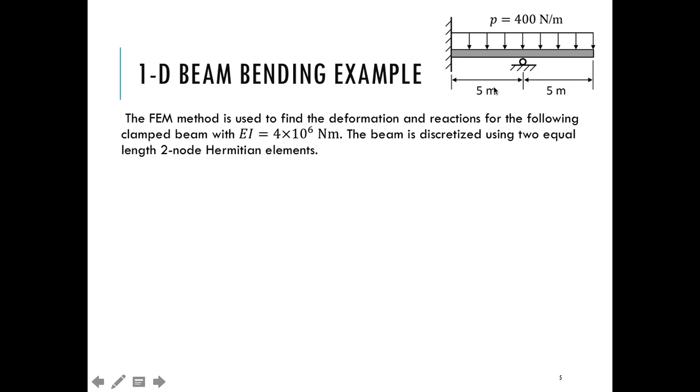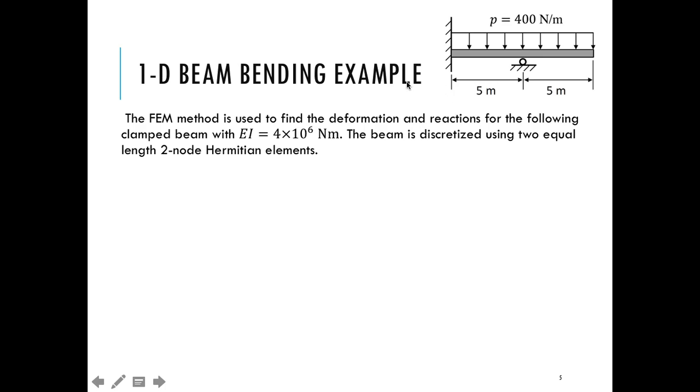Recall that we also need material properties or geometric properties of the beam, which combined together have just been provided to us: the bending stiffness of the beam, which is this property EI, is equal to this particular value given right here. Okay, so what we're being asked is to use the FEM method to find the deformation and reactions for the following clamped beam, this clamped beam. And the beam is discretized using two equal length, two node Hermitian elements.